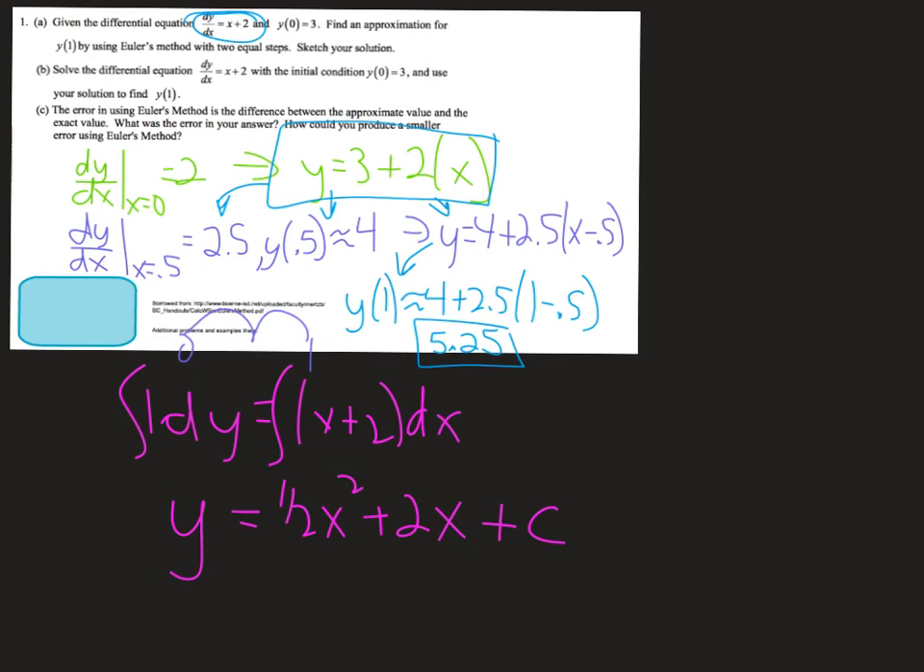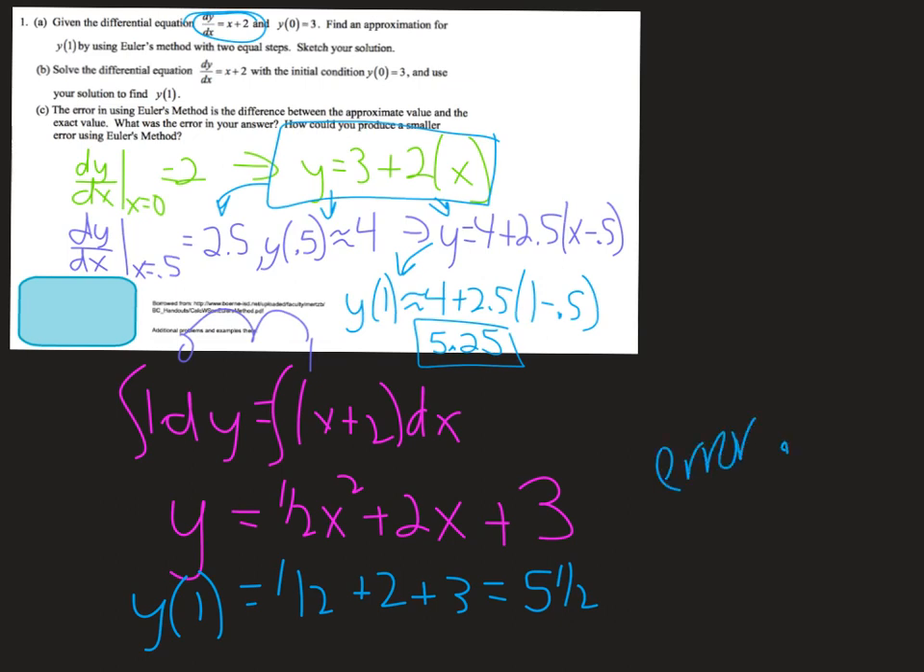We have (0, 3), so actually the constant is easy. If I plug in 0 for x, I get 3 out. And then we want to know y of 1. So y of 1 is going to be 1/2 plus 2 plus 3, which is 5.5. So then the error is 0.25, because it says the error is the difference between the approximate and exact value. So the error was 0.25.